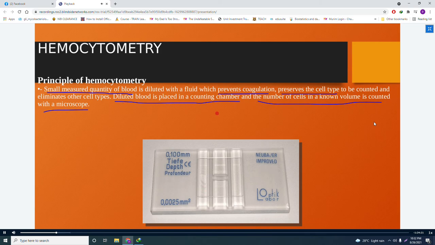Again, just to clarify, in hemocytometry we will be diluting your blood with a diluting fluid. What the diluting fluid does is preserve the cell type and eliminate the other cell types. Class, do you know how the diluting fluid eliminates the other cell types? Does anyone have an idea? I'll give you a clue. It starts with the letter L.